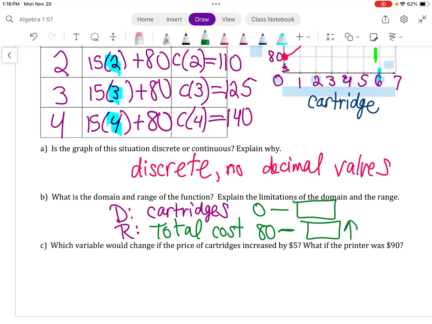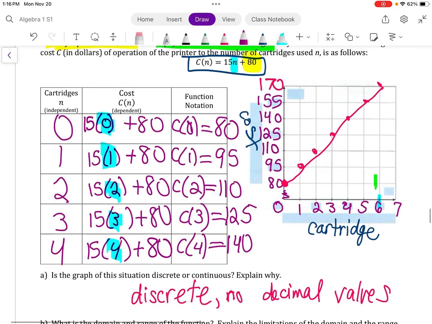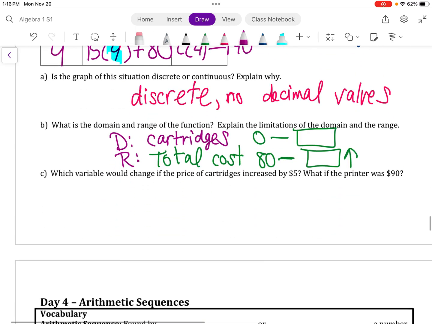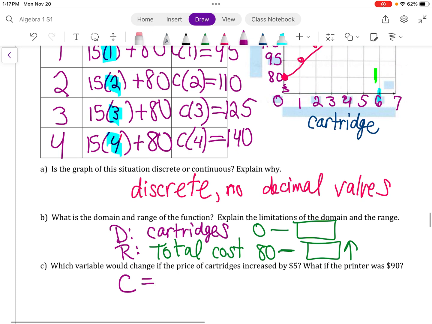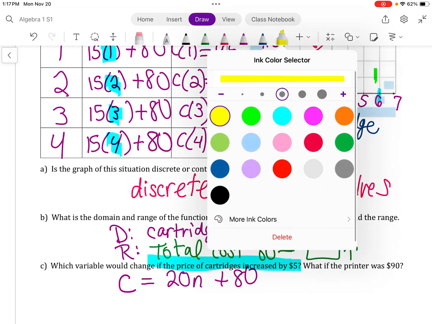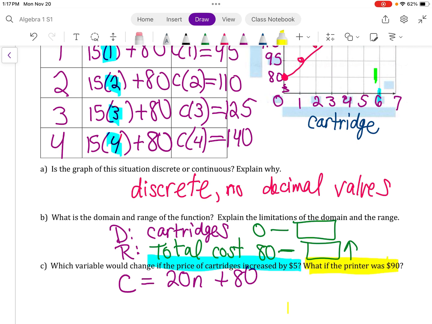Which variable would you change if the price of cartridges increased by 5? What if the printer was 90? Okay, so if the cartridges changed, I would have to change that slope value. So the slope value would go from 15 to 20. So if that increased by 5. The second one, if the printer started at 90, that would be the constant. So you would change the starting point.